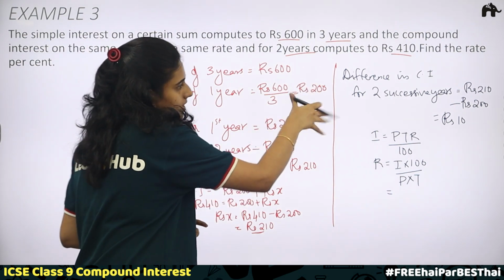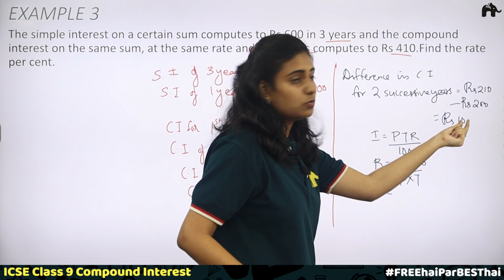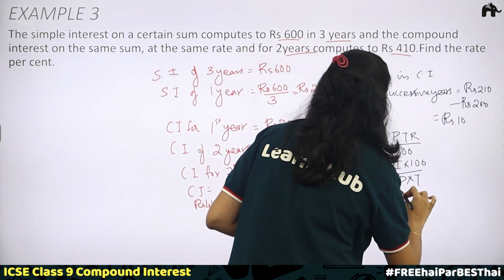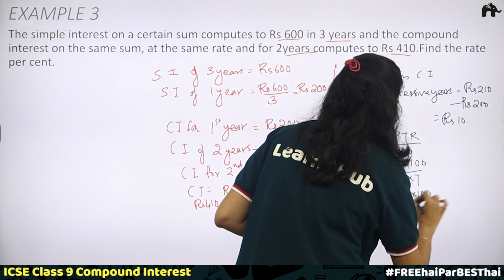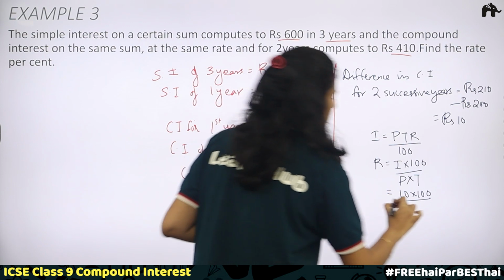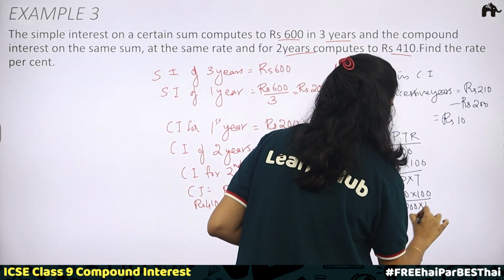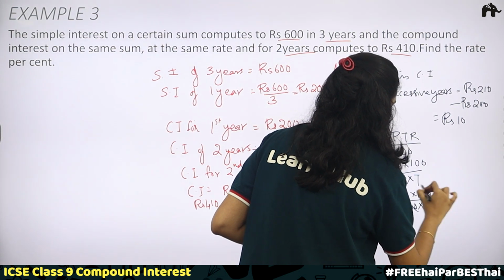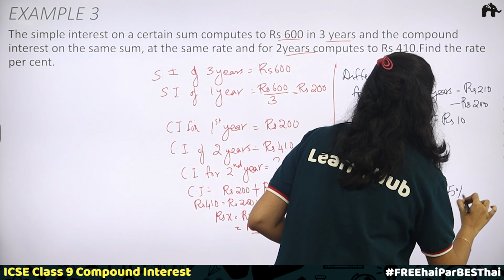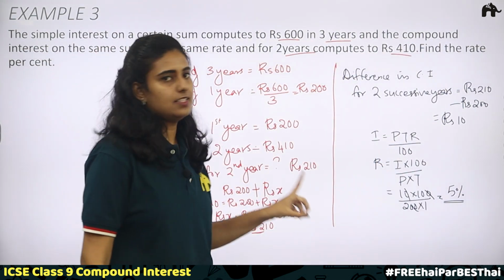Interest of rupees 200 is then changing to 210 when it gains a difference of rupees 10. So the interest here is rupees 10 into 100 divided by principal, which will be rupees 200, and the time, we are finding it for 1 year. Cancelling zeros, you will be getting 10 divided by 2, which is equal to 5%. So 5% is the rate of interest in this case.